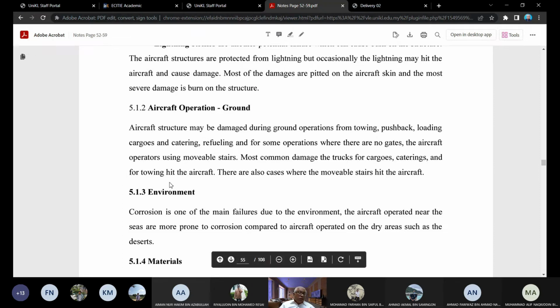Environment, as we know, corrosion. There are many types of corrosion. Corrosion is one of the defects because of the environment. You're working in the environment, especially if you work near the sea. You have this salty air environment. That salt is an electrolyte, and that can accelerate the electrolysis process, which is corrosion.